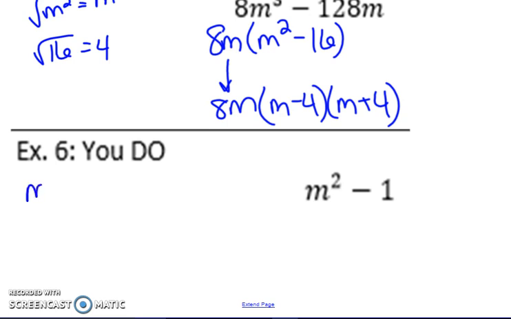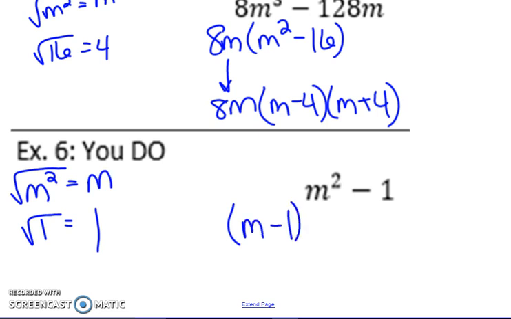So I have the square root of m squared and the square root of 1. Square root of m squared is m. The square root of 1 is just 1. So this quadratic factors to m minus 1 and m plus 1. Make sure that even if you have that 1, it makes a difference. You can still factor that quadratic.